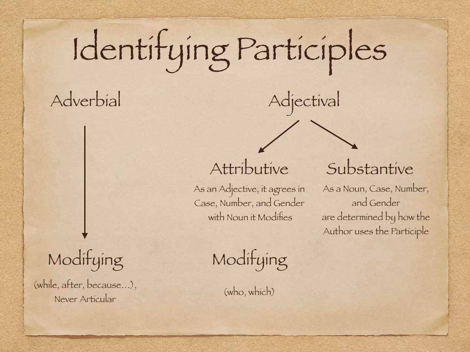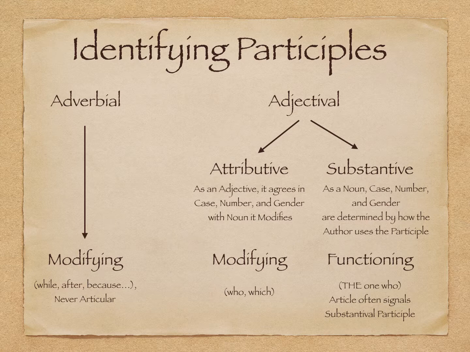On the other hand, participles might be substantive, and here the participle doesn't modify anything, it functions in and of itself. Here, as a noun, it's a case, number, and gender determined by how the author uses that participle, and often the substantival participle is signaled by an article. It's articular. In many, many cases, the substantival participle is articular, or to say it another way, if you see an articular participle, there's a good chance it's substantive, but not always. So it functions in and of itself.